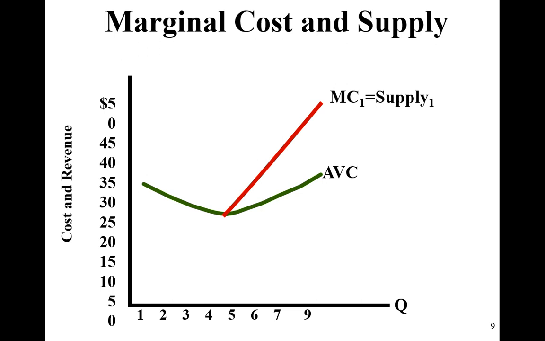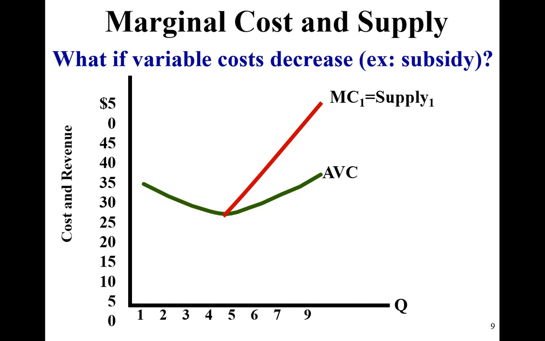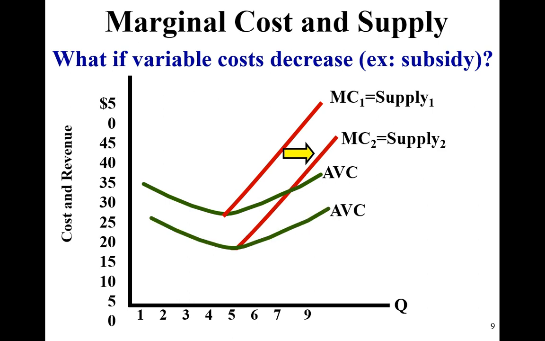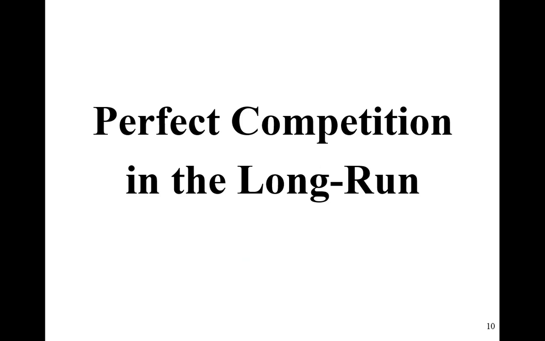Let's do this with a subsidy, or if your variable costs go down. Your AVC is going to drop, and because you have a subsidy now, your cost of production is less. When it costs less to make something, your supply shifts to the right. So when marginal cost, remember the cost of the next unit, goes down, your supply will shift to the right. So there we go. That's how we're doing it with the MC as our supply curve in our perfectly competitive firm. Now, let's talk about the long run.